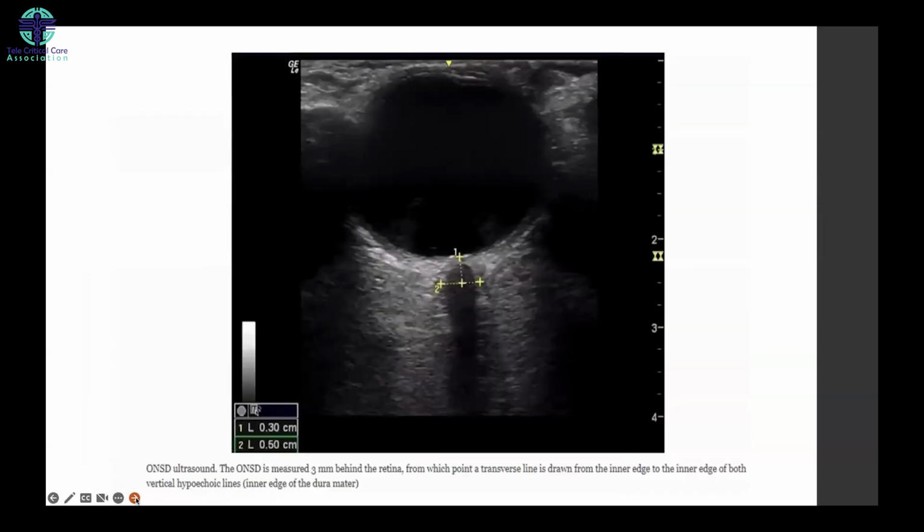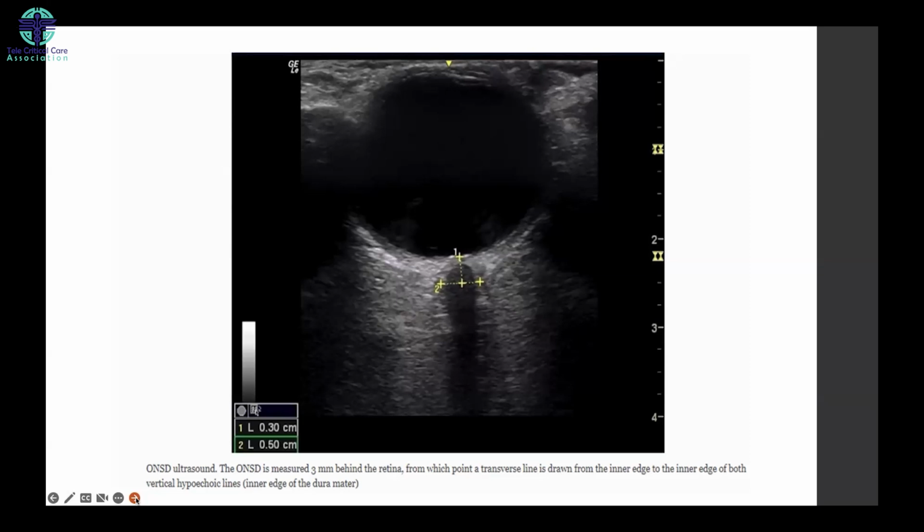And this is an image using the ultrasound, and we can see the optic nerve and the measurement, which is 3 millimeters from the retinal layer, that is, the optic nerve at 3 millimeters.